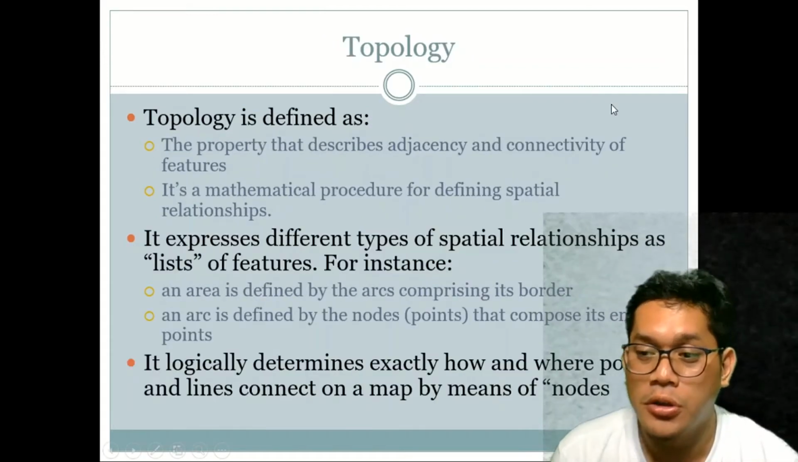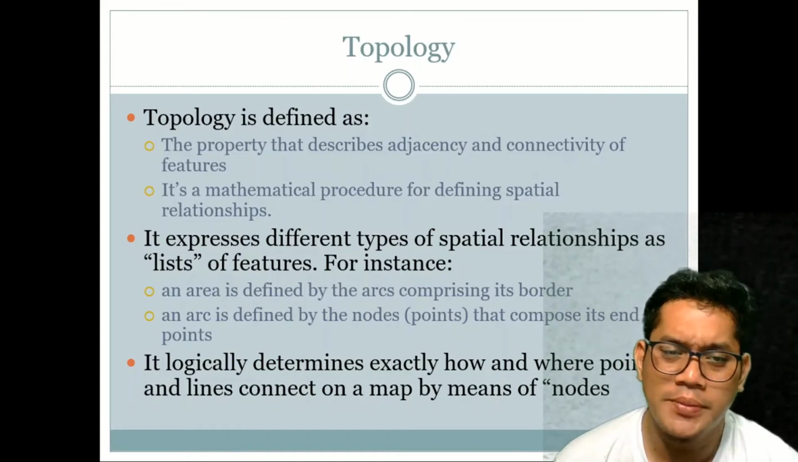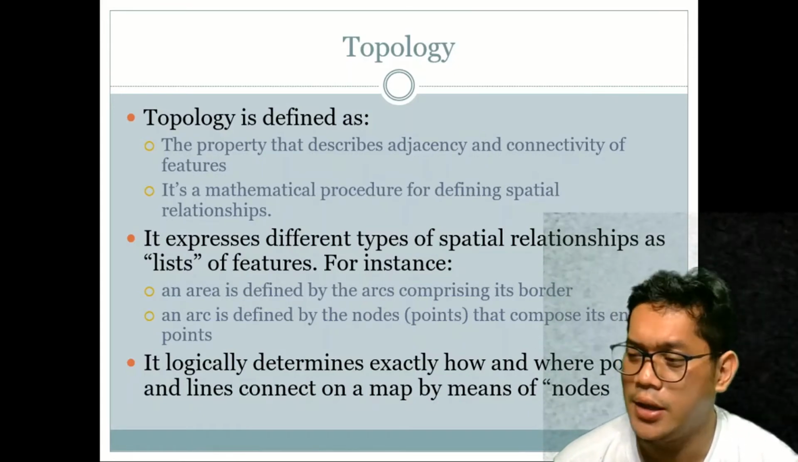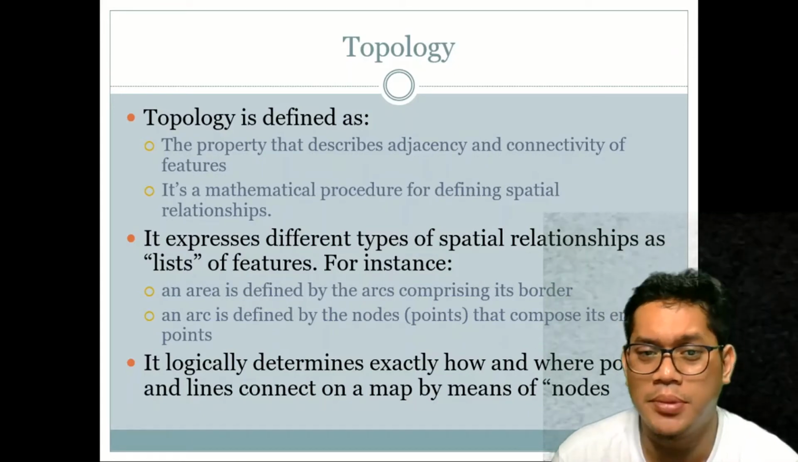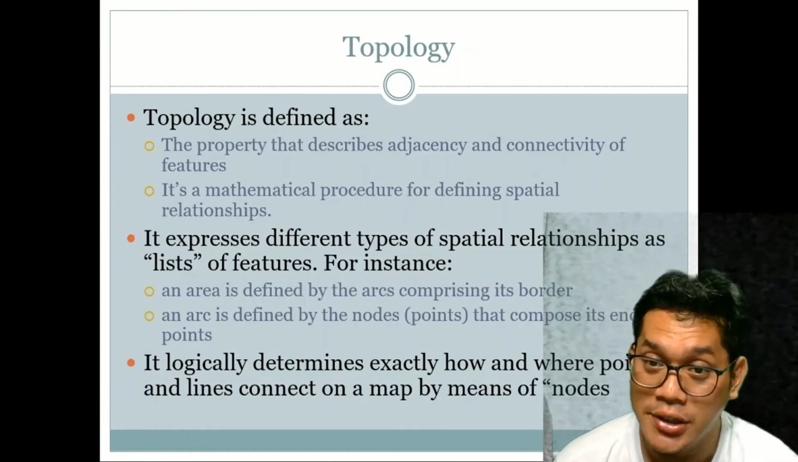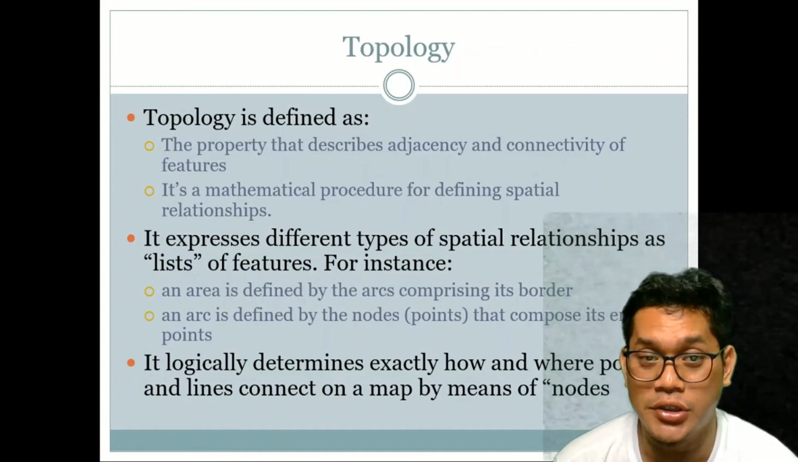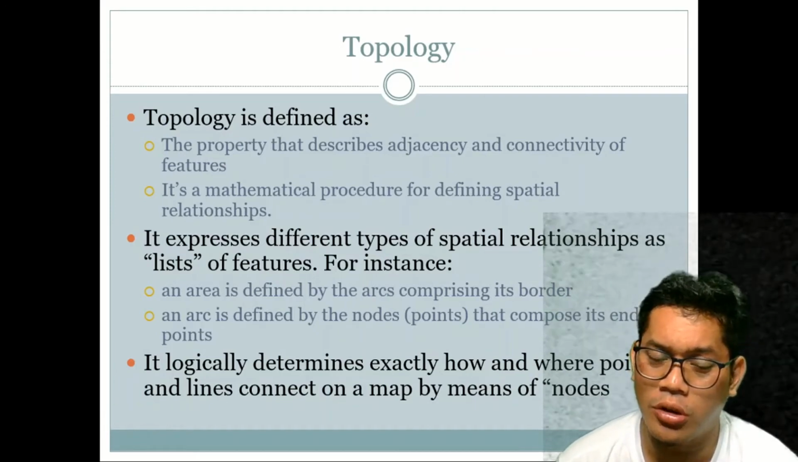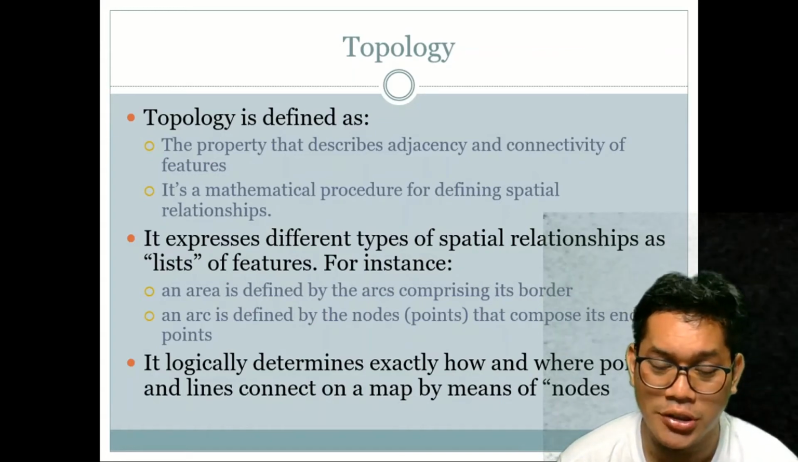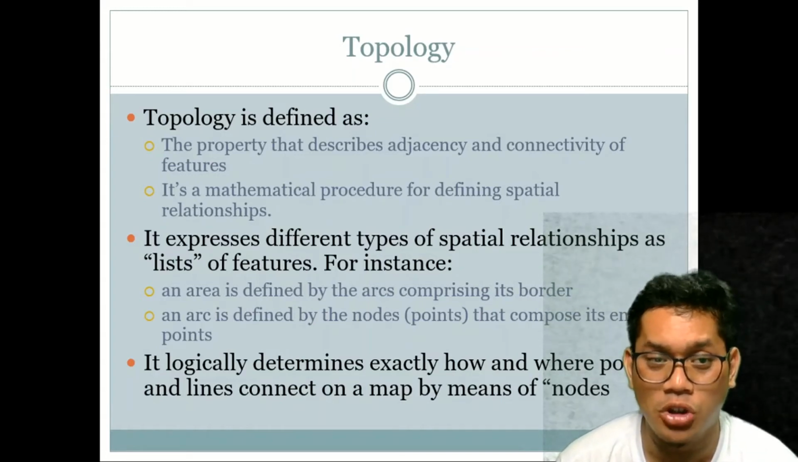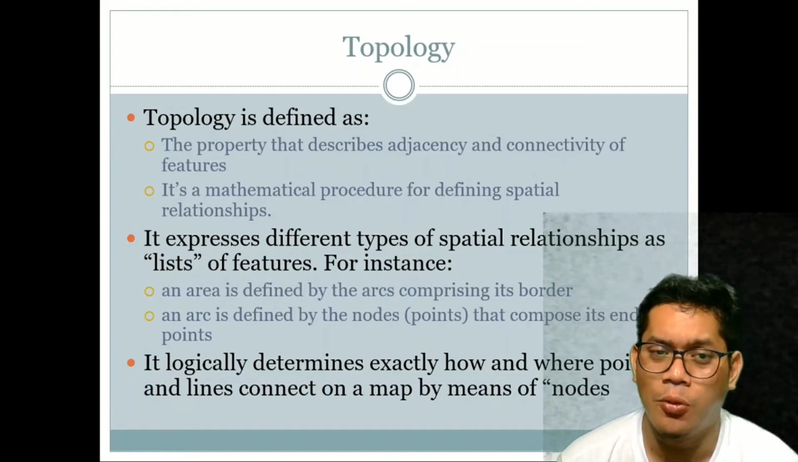And now we will look into topology. So what is topology basically? Topology can be defined as a property that describes the adjacency and the connectivity of the features. So topology can only be used for the vector data structure. For the raster data structure, there is no need for topology.